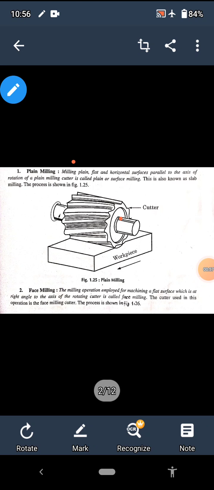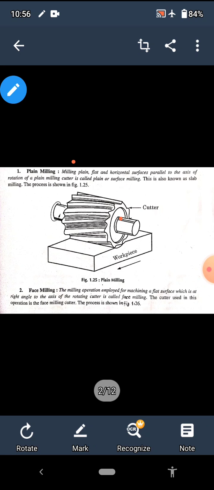First we will discuss plane milling. Plane milling is also known as slab milling or surface milling. You can see from the figure that there are two elements, workpiece and milling cutter. The tool which we use on the milling machine is known as the milling cutter.